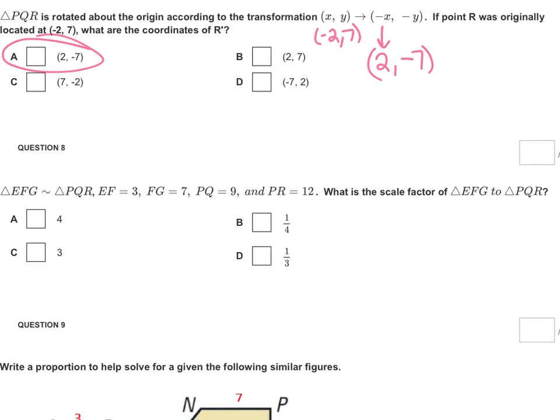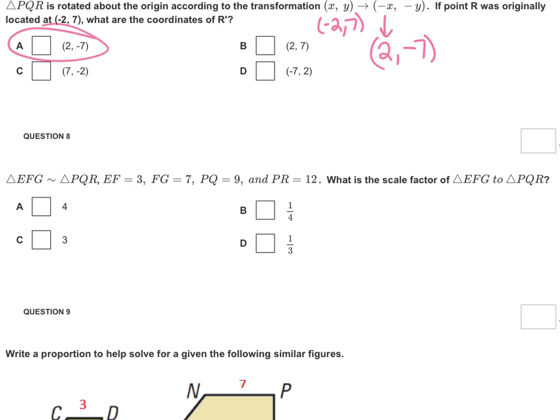Okay. So here EFG is similar to PQR, right? EF is a value of 3, FG is 7, PQ is 9, and PR is 12. What is the scale factor from EFG to PQR? So in this one, you could technically map out the parts, right? I like to draw pictures because I personally am a visual learner, and it doesn't hurt to have pictures, right? So here, if we have EFG, all right, label it out. EF is 3, FG is 7, and then we have PQR.